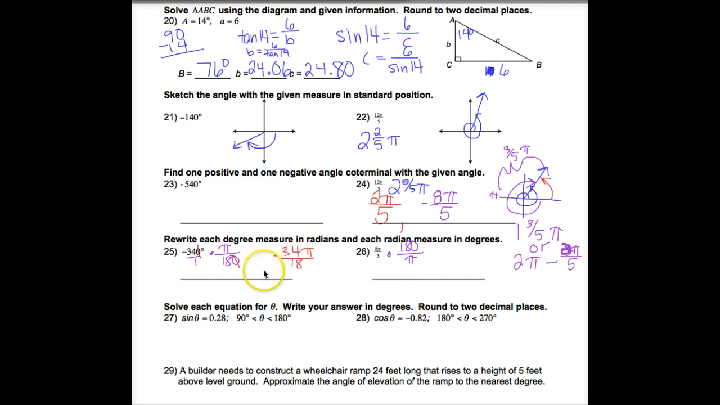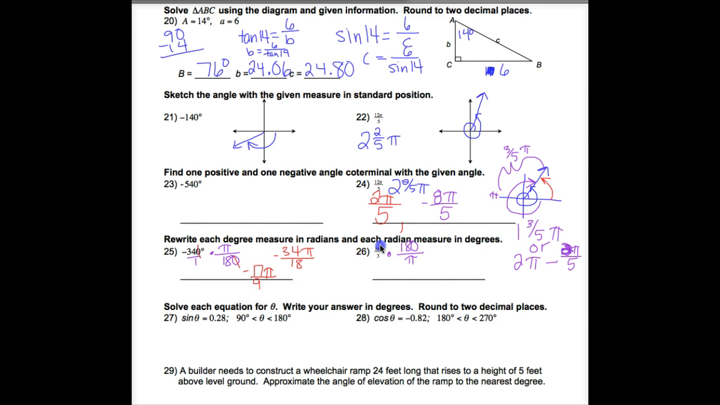They're both even, which means they're both divisible by 2. So if I divide those both by 2, I get negative 17 pi over 9. And that doesn't reduce further because 17 is prime. So negative 17 pi over 9 would be the radian equivalent.